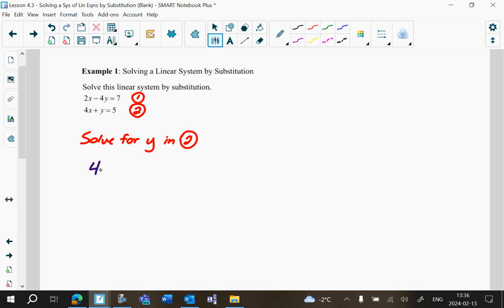So 4x plus y is equal to 5. I'm going to take the 4x over to the other side by subtracting, and I get y equals 5 minus 4x or negative 4x plus 5. Either one will work.